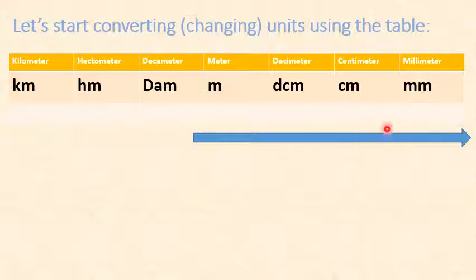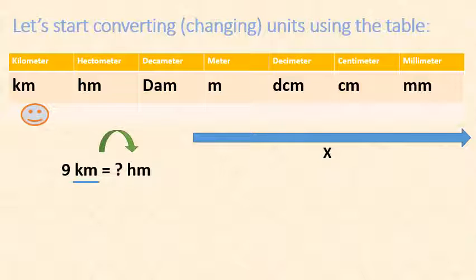Now, as we are moving to this side in the table, we're supposed to multiply. First example, if we have 9 kilometers equals to how much in hectometers? Where are we standing? In kilometers. Where are we moving to? We are moving to hectometers. So, since we are in kilometers, we're going to draw a smiling face on the table on the kilometers. Then we're going to start moving in the table and counting.